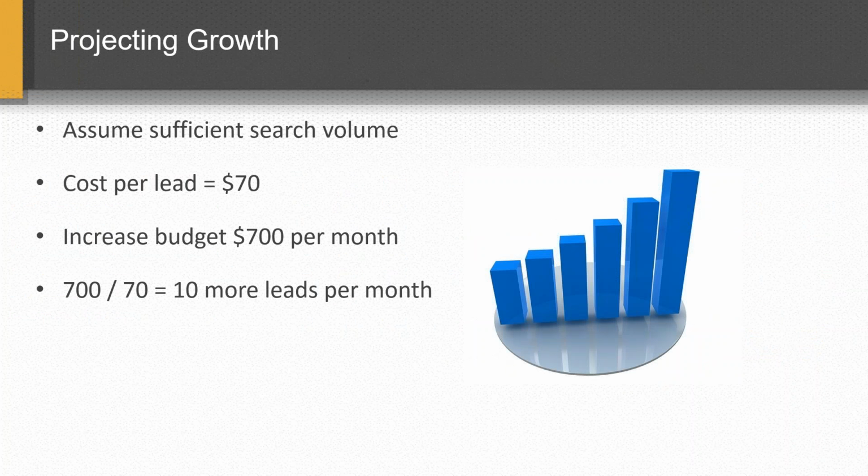This next section, I would like to talk about projecting growth in your PPC campaigns. With your new cost per lead, you can make it simple to project growth. Assuming there is enough search traffic for the keywords you are targeting, you can increase your budget and feel comfortable with projections. For example, if your current cost per lead is $70 and you want to increase by 10 leads a month, you can increase your ad spend by $700. Assuming conversion rate is constant, you can expect roughly 10 more leads per month. Or, like from the previous example, increasing conversion rate would also help you project your growth.